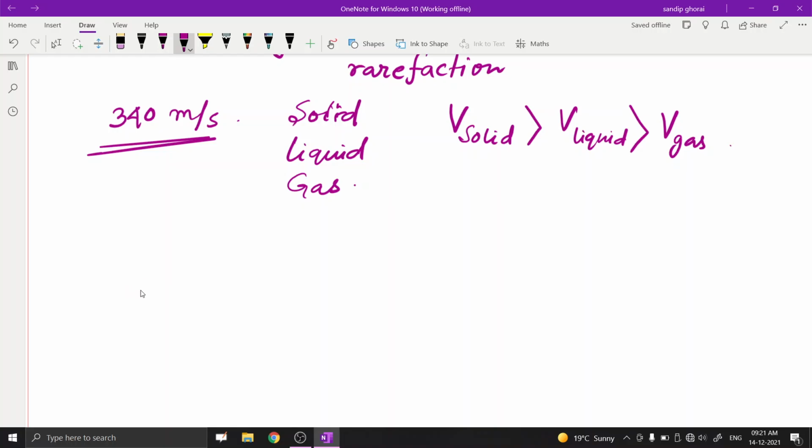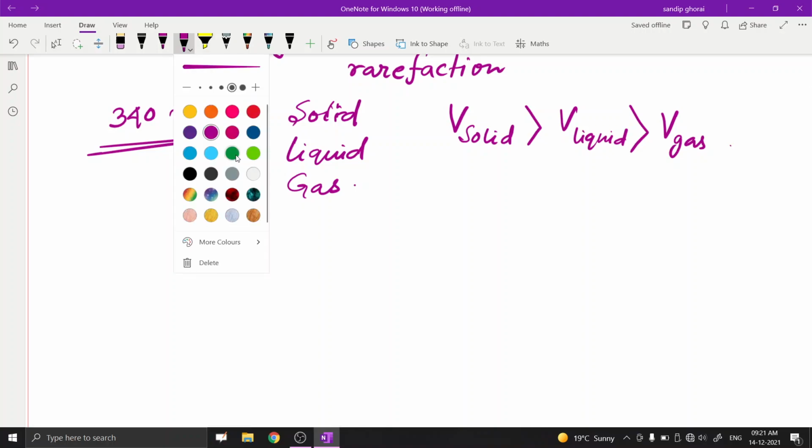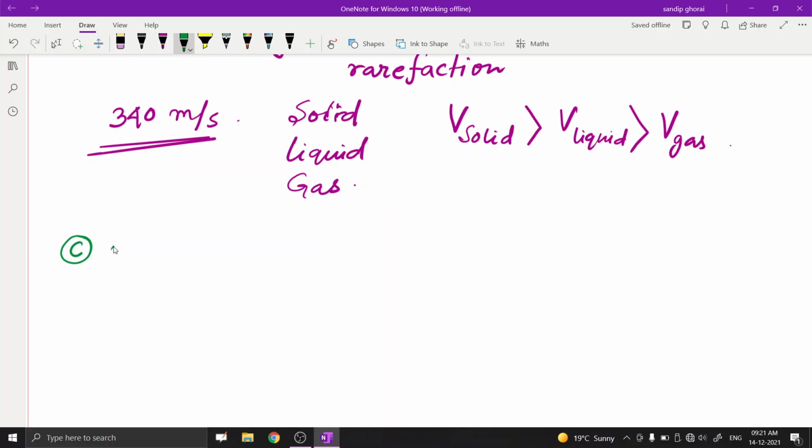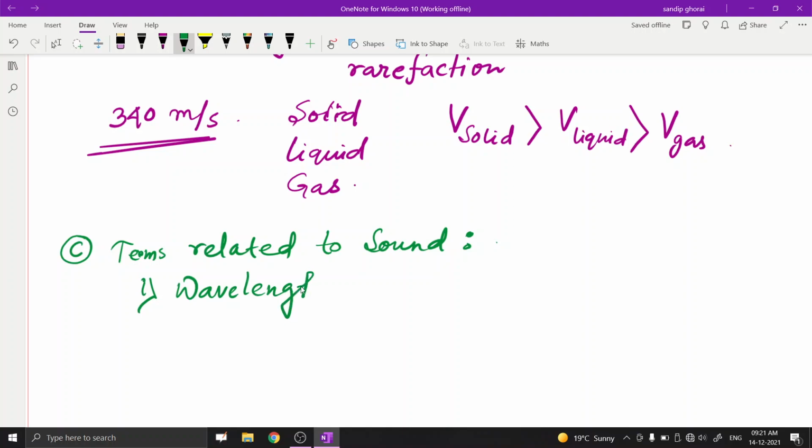Okay, now we move to our next point, that is the terms related to sound. Here we discuss five different terms. The first one is wavelength. What is the definition of wavelength? We already discussed that sound is propagated through any medium, such as air, in the form of compression and rarefaction, in the form of a wave.